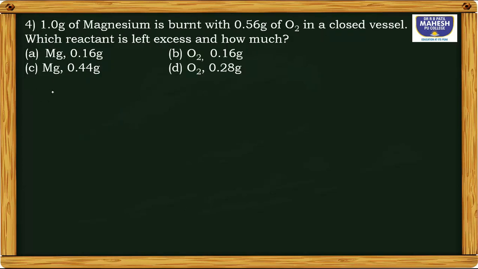Question number 4. Let us answer this. 1 gram of magnesium is burnt with 0.56 gram of oxygen in a closed vessel.